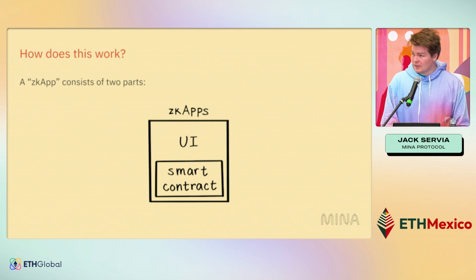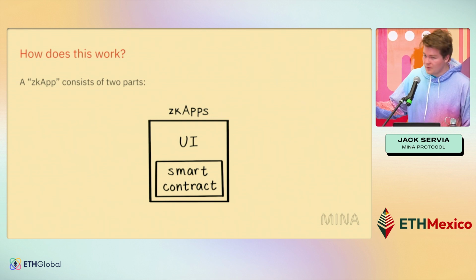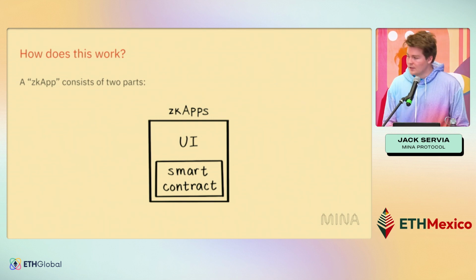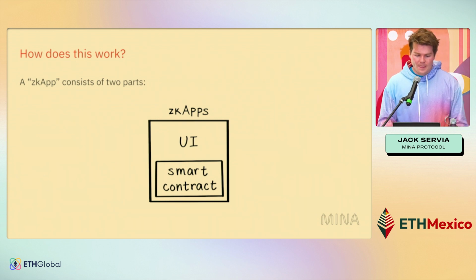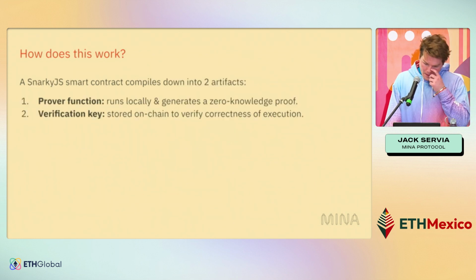So a zkApp consists of two parts. We have the smart contract itself, which is written in TypeScript using our library snarky.js. And then we also have the UI, which you can also write in TypeScript. You can write your smart contract in one repository, put it on NPM, and import it into your UI. And yeah, it's a very straightforward workflow.